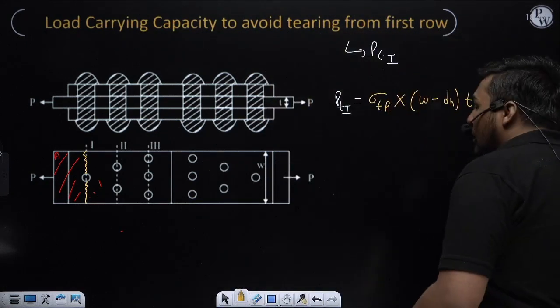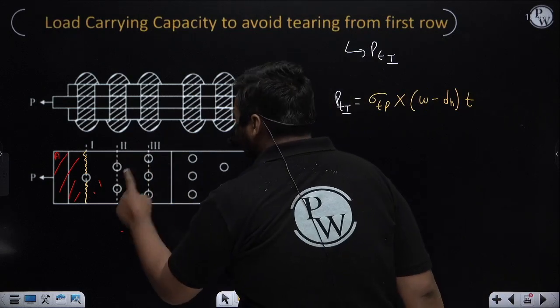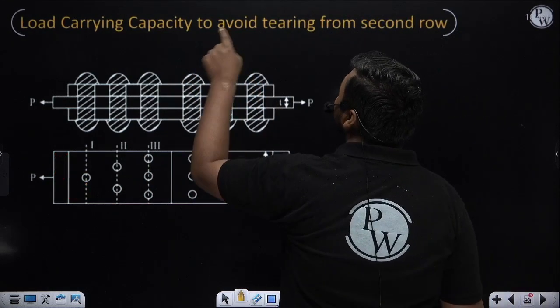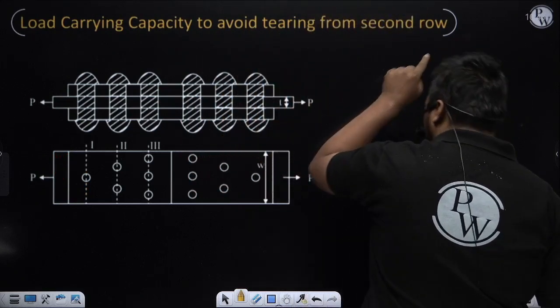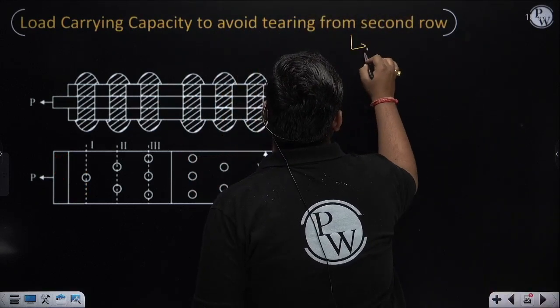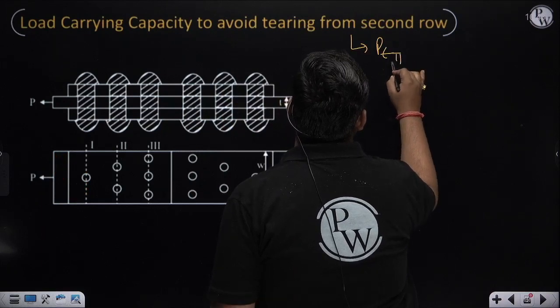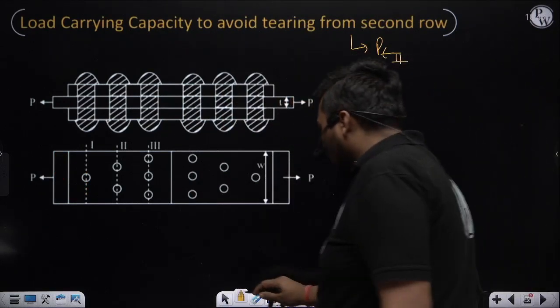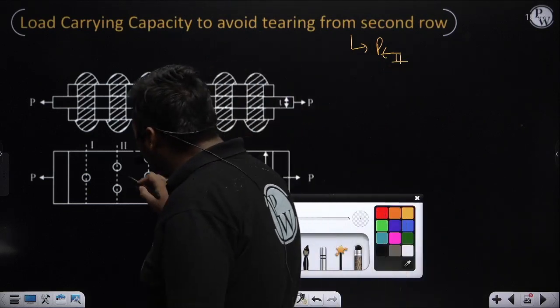Now the number of rivets in the second row is more, it is 2. So we will also calculate the load carrying capacity to avoid tearing from the second row, and I am denoting that load carrying capacity as PT2, tearing from the second row. Understand this carefully. First we want to avoid tearing from the second row.